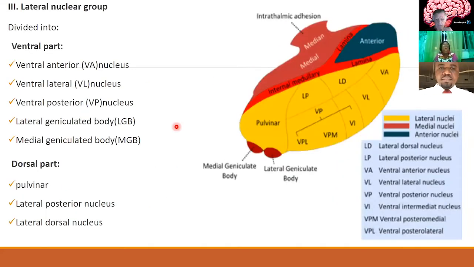Thirdly, the lateral nuclear group, which is the largest nuclear group of the thalamus, is divided into two parts. We have the ventral part, which is made up of 5 nuclei: the ventral anterior, the ventral lateral, the ventral posterior nuclei, and the lateral and medial geniculate bodies. While the dorsal part is made up of 3 nuclei: the lateral dorsal, the lateral posterior, and the pulvinar nuclei.